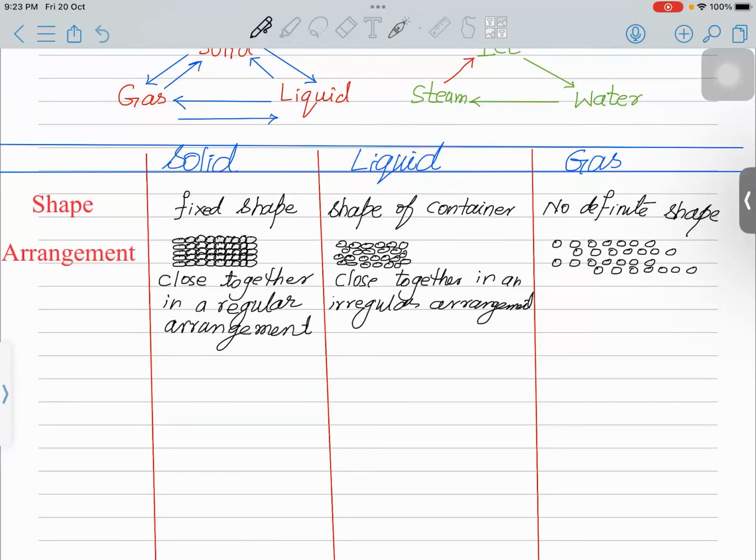Gas particles are far away from each other. Particles far apart.